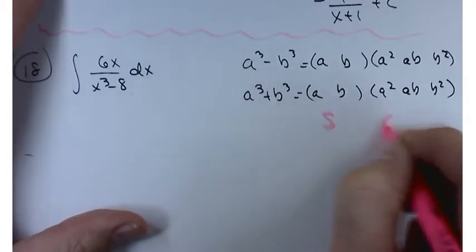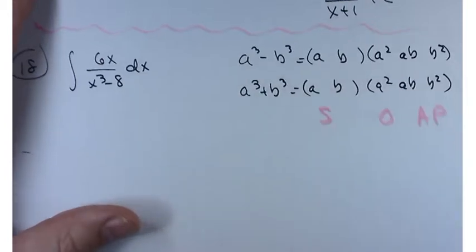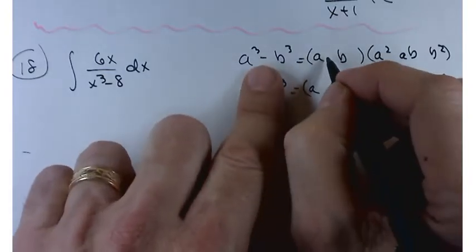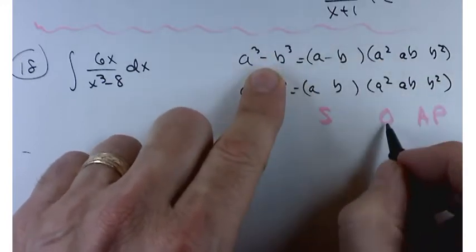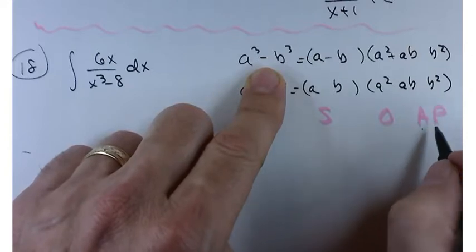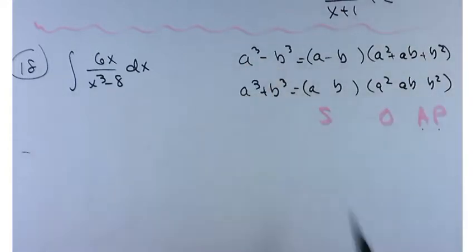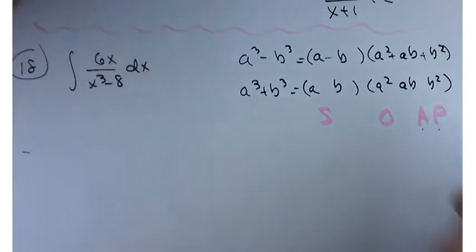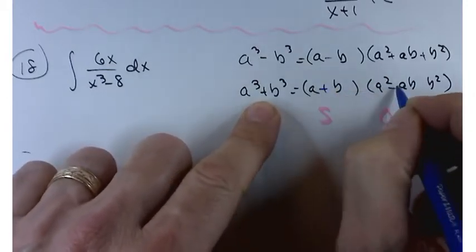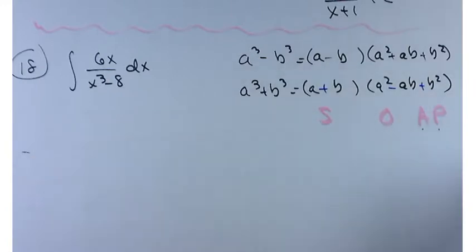And to help you remember the signs, there's an acronym that I hear a few of you whispering. It's called SOAP. These first two signs are the same, so minus and minus. These next two signs are opposite, so minus and plus. And the last one is always positive, so that's a plus. Now try and use that down below to fill in those signs. Same, opposite, always positive.